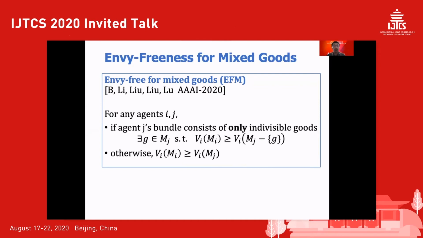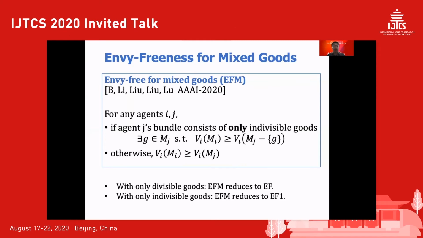It's not hard to see that this EFM fairness notion is a direct generalization of both envy-freeness and envy-freeness up to one good in the divisible and indivisible settings. When we only have divisible goods, this EFM notion reduces to envy-freeness. When we only have indivisible goods, EFM reduces to EF1. Now I hope I convinced you that this is indeed a better solution in the mixed goods setting.